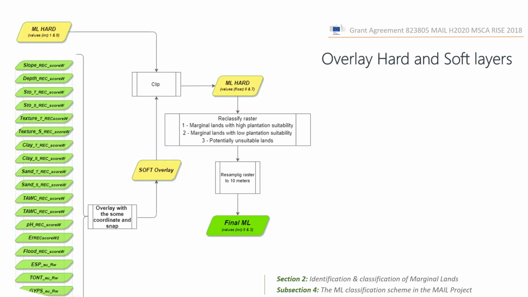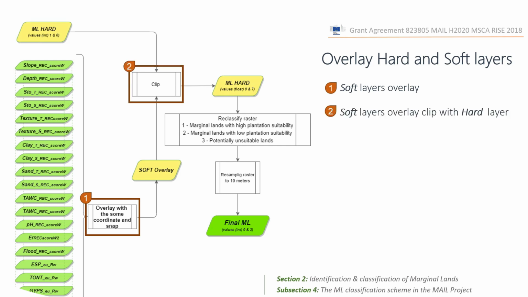The workflow you see on the left is designed to produce the final marginal land layer combining the hard raster layer and the soft threshold layers. The workflow has three key operations. First, the overlapping of the soft layers, where we have to pay special attention to the projection system of the layer and the snap between them. It should be noted that this operation is subject to modification, and you can add or remove indicators depending on your interest. Next, the soft layers are clipped with the hard layer.